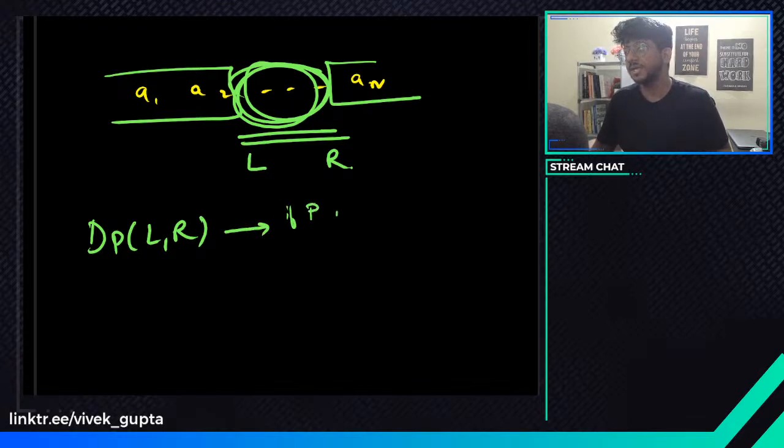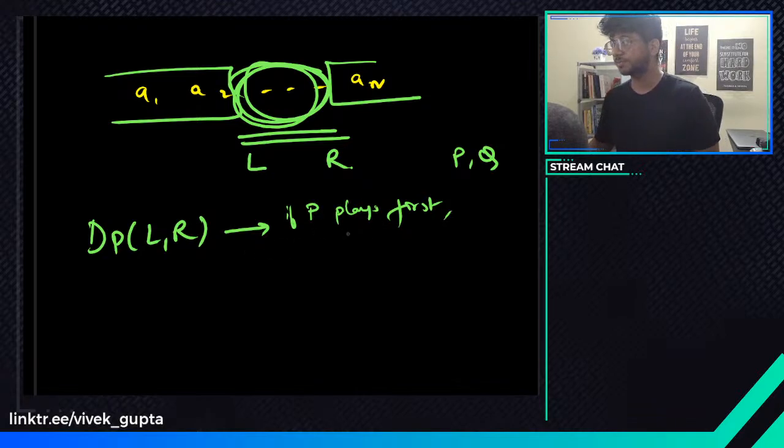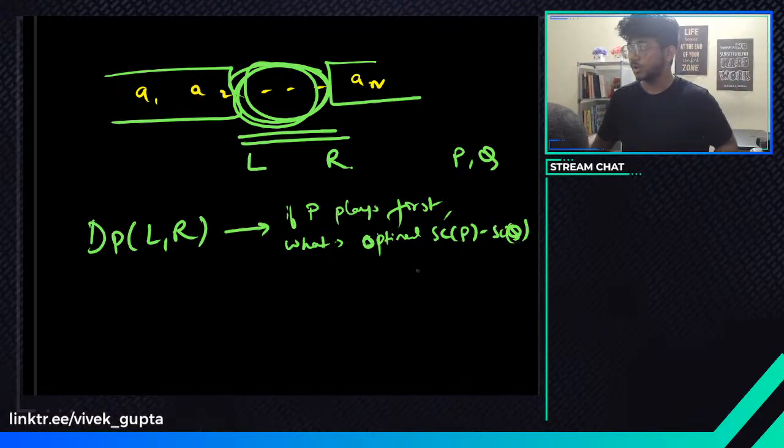if P plays first, whoever player P is, there are two players, P and Q. Whenever you're deciding game problems, keep this in mind: whenever a certain player is playing at this configuration right now, if P plays first, what is the optimal score of P minus score of Q? Whoever plays right now, what is the optimal score, his score minus the opponent's score?